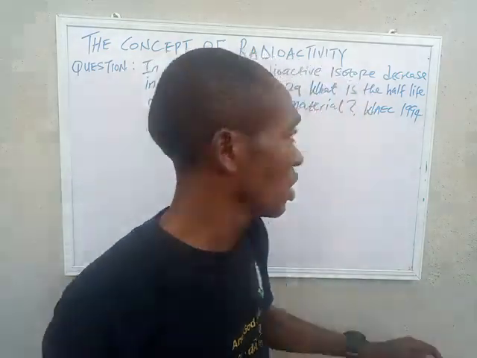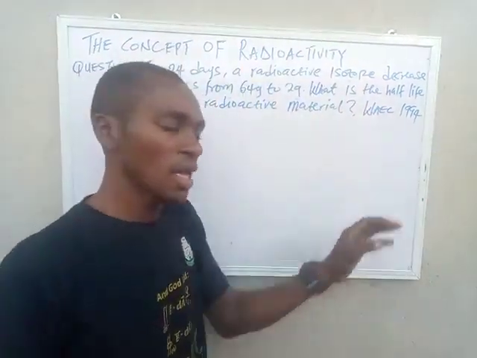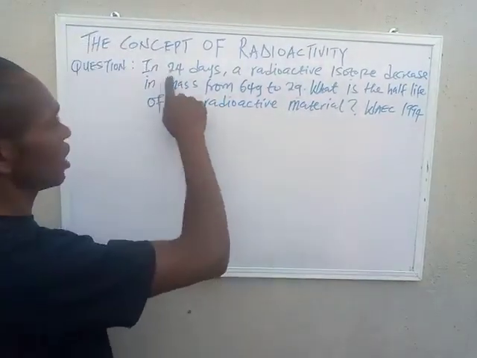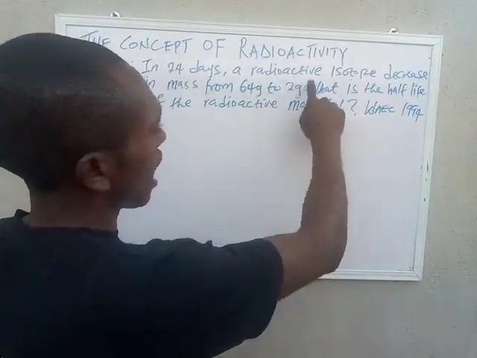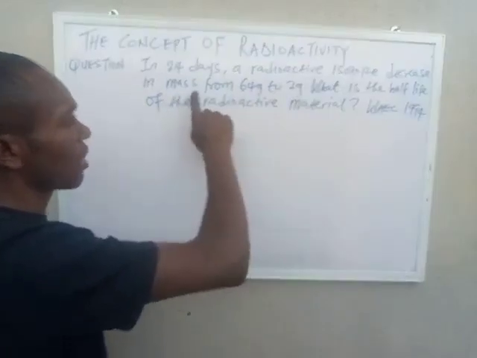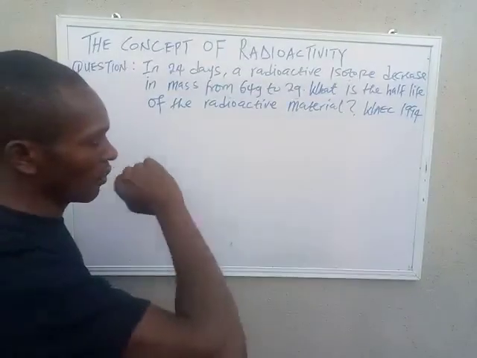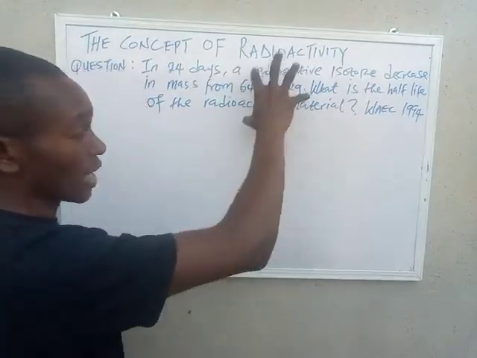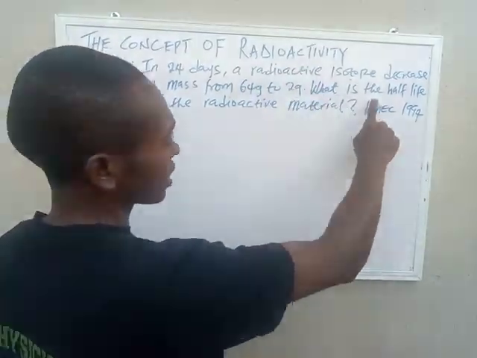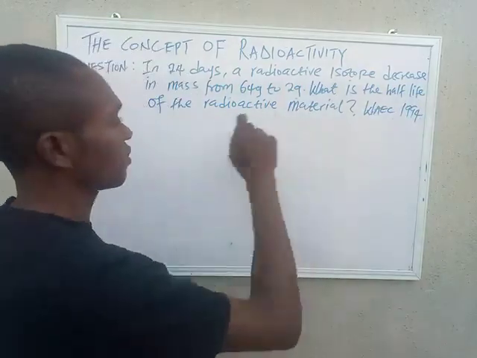Now, we have a question here, which is a WAEC question, 1994. The question says, in 24 days, a radioactive isotope decreased in mass from 64 grams to 2 grams. That shows that it is unstable. What is the half-life of the radioactive material?